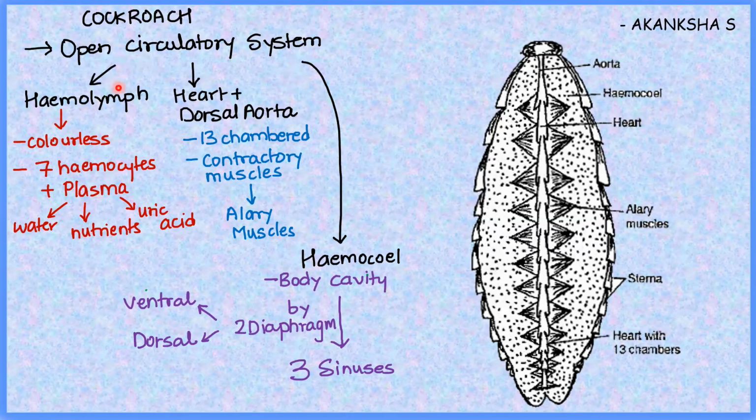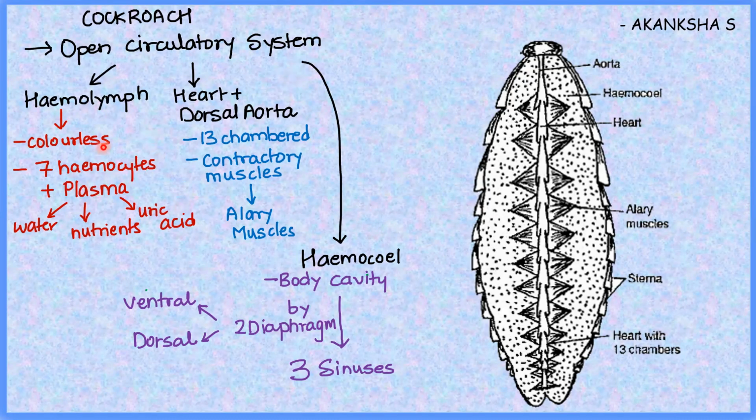The blood in the cockroach is called hemolymph. Unlike human blood, which is red, this hemolymph is colorless to turbid. Like we have RBCs and leukocytes, the cockroach has 7 types of hemocytes. Hemocytes means blood cells, but because the blood is called hemolymph, that's why they are called hemocytes.